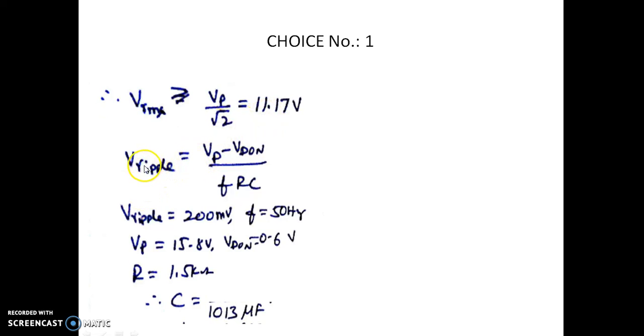We can also find the value of C that is required, because we know that V ripple is given by (Vp minus Vd on) divided by fRC. This is a half-wave rectifier. With V ripple as 200 millivolt, the frequency of the input as 50 Hz, Vp, the peak voltage, as 15.8, Vd on as 0.6, and assuming the internal impedance of the 7812 as 1.5 kilo ohms, the value of C comes out to be 1013 microfarad.